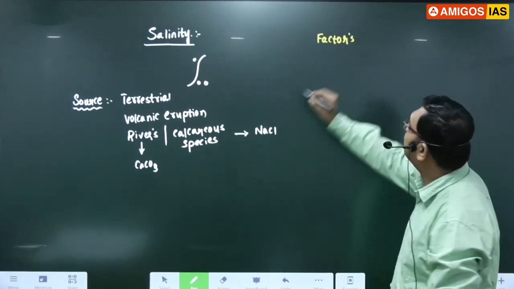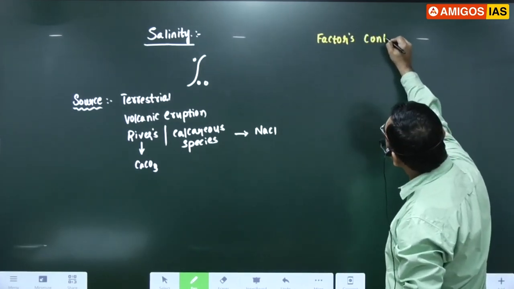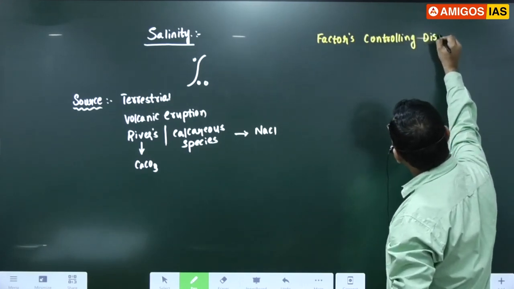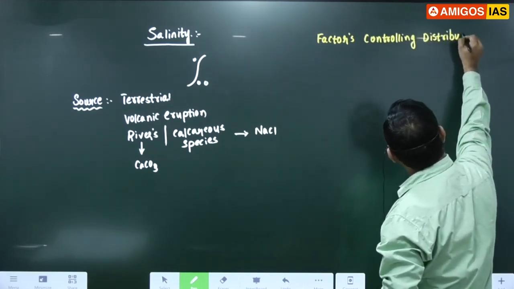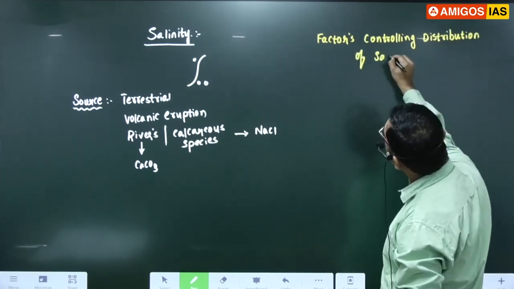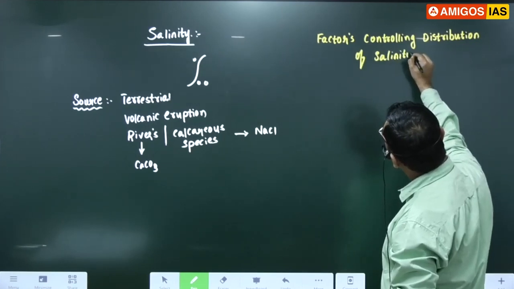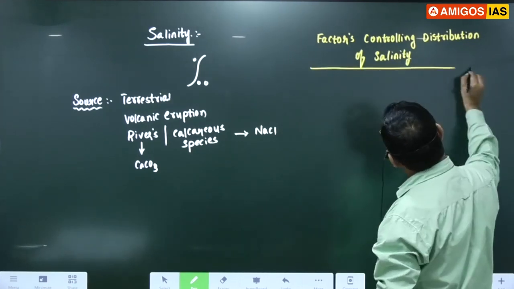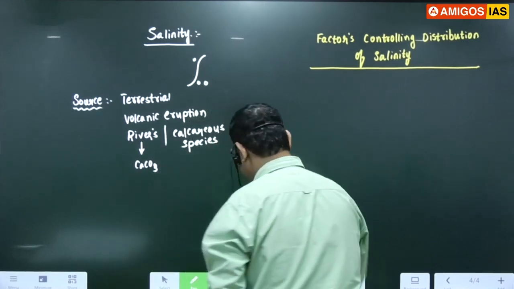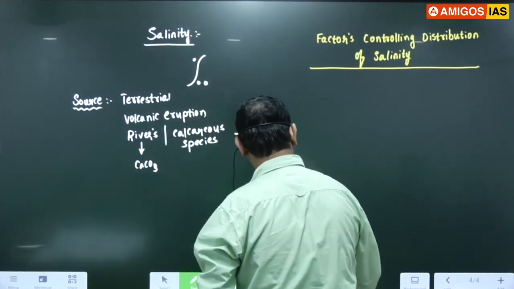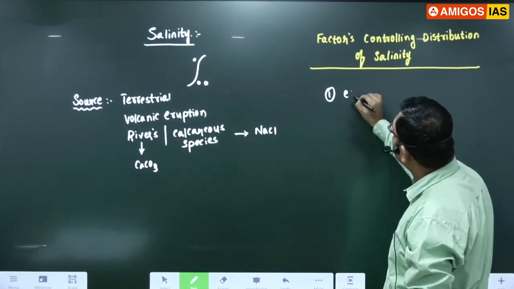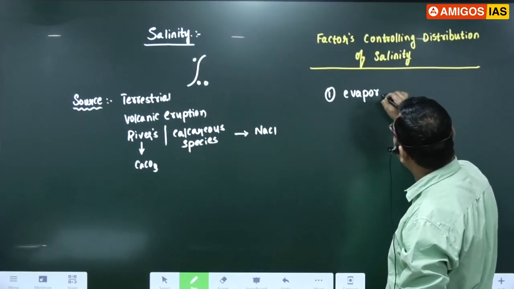Now, factors controlling the distribution of salinity. Okay, distribution of salinity. See here. What are the factors that control the distribution of salinity? The first factor is your evaporation.